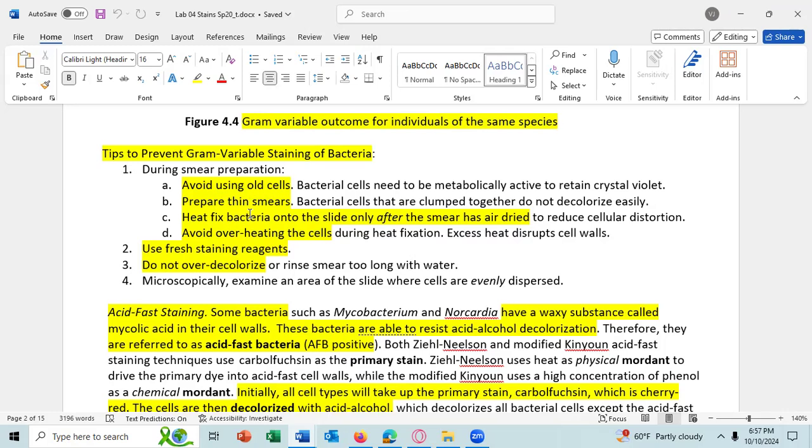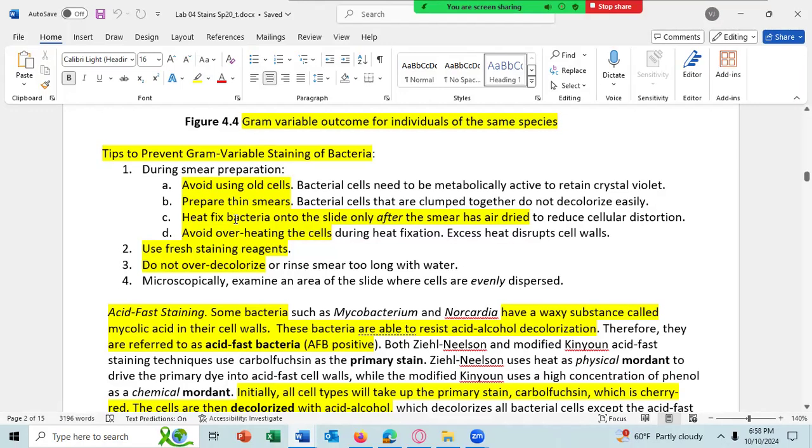And then with the decolorizing step, if you have multiple layers of gram negative cells on top of each other, it may be difficult to get the decolorizing agent to wash out the bottom cells, wash out all the crystal violet iodine complex from the bottom cells. So prepare thin smears. The smear should ideally be only one cell layer thick.